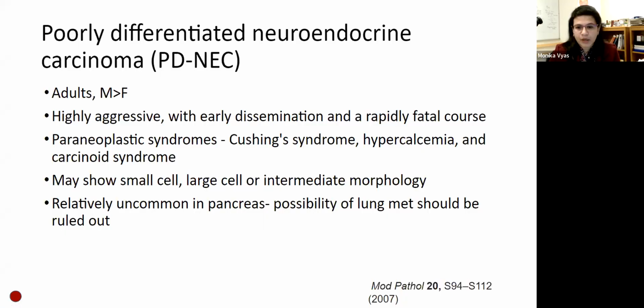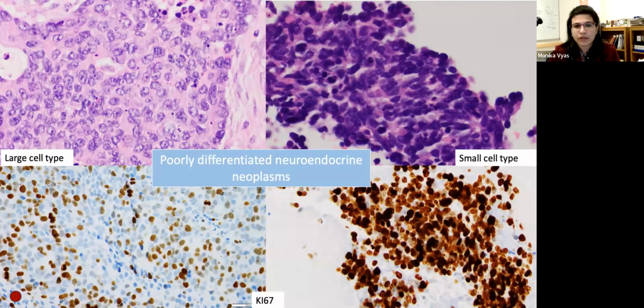I think I'll skip the details, but I can show some examples of poorly differentiated neuroendocrine carcinomas. We have the large cell type on the left, which has cells that are relatively large and have some degree of cytoplasm, which we can see. There are abundant apoptotic figures, and the cells have large nuclei and prominent nucleoli. These are features of large cell neuroendocrine carcinoma, and you can see the concurrent Ki67 stain slide shows a high proliferation index. In this case, it was above 50.